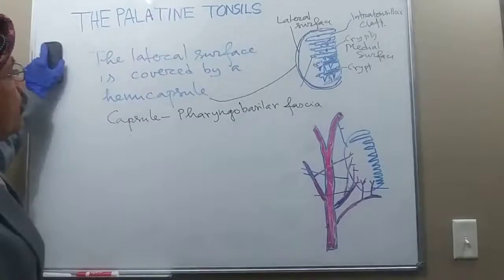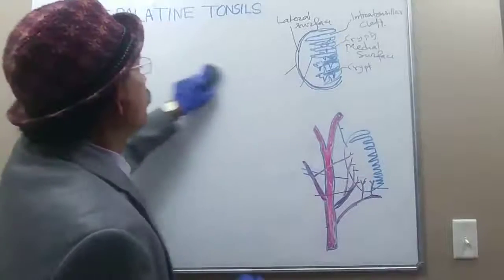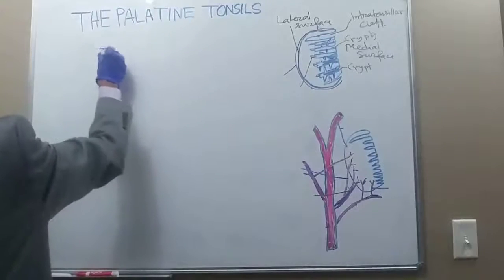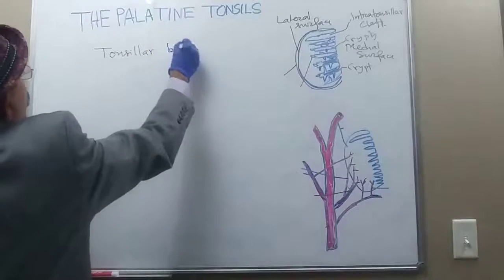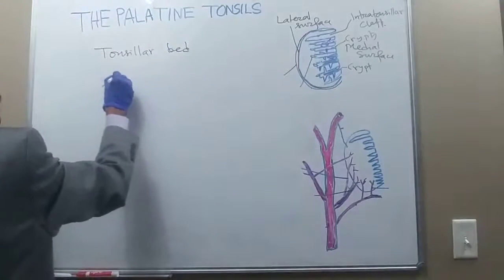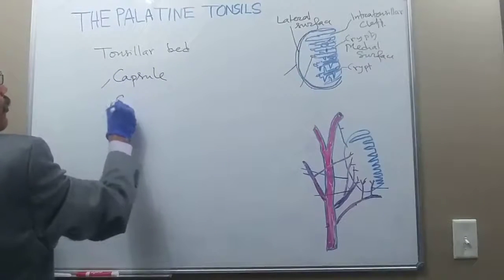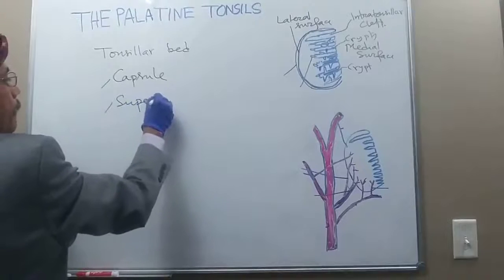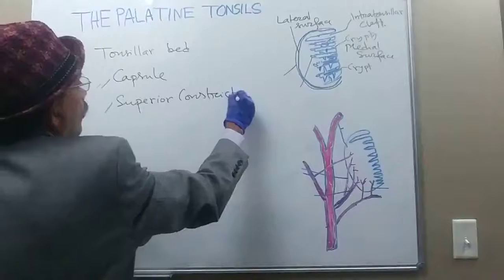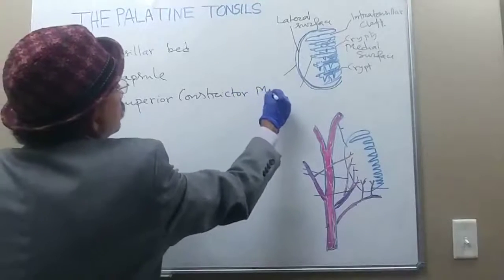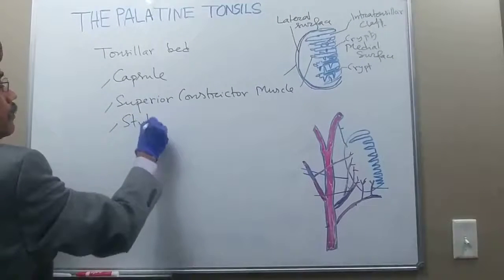We got the capsule. Then we go to the lateral surface. What structures form the tonsillar bed? The capsule, again, then we have the superior constrictor muscle and the styloglossus muscle.